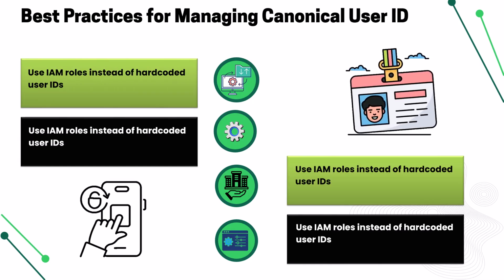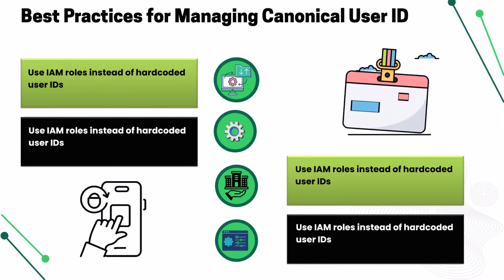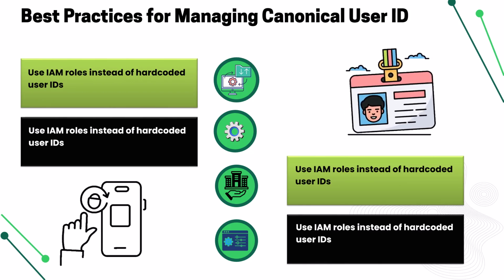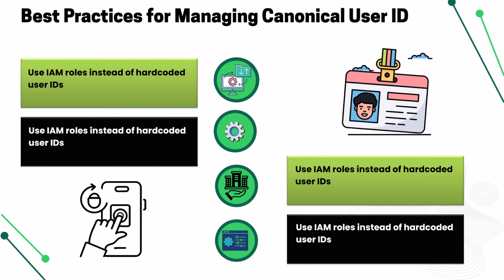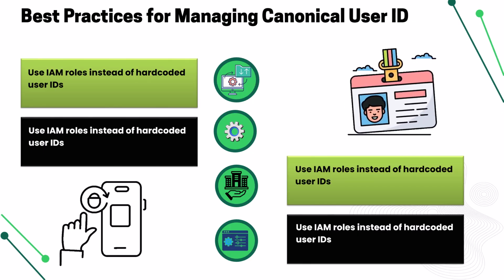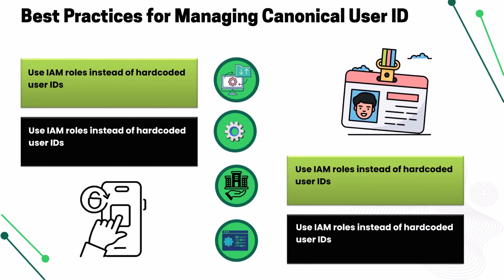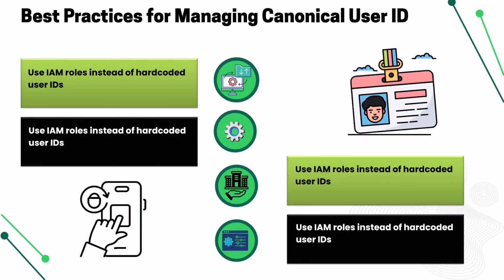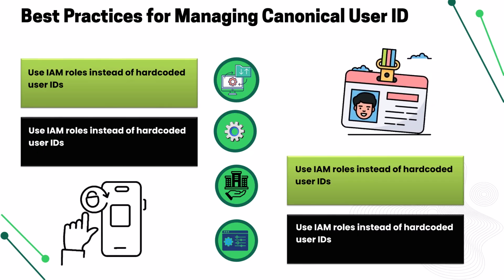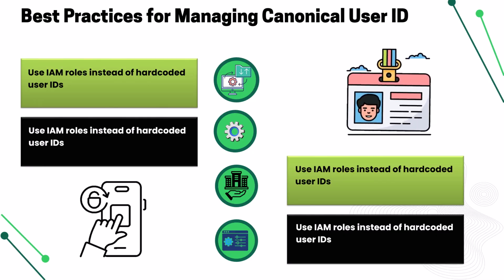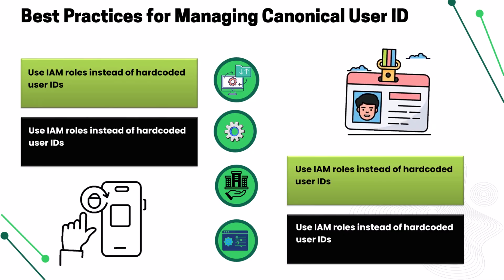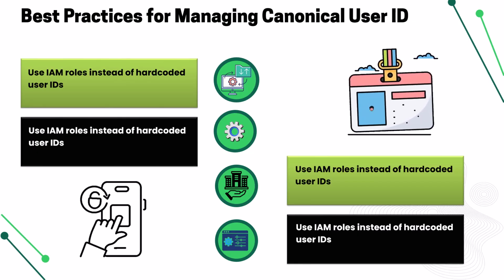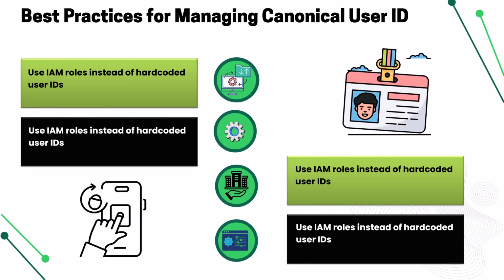Managing Canonical User IDs is like keeping your house organized. Everything needs a place. First, use IAM roles instead of hard-coded IDs. It's like using a key card instead of a permanent key. Stick to the least privilege model. Only give access when absolutely necessary. Rotate credentials regularly, just like changing your passwords. And finally, document everything. Future you will thank you when troubleshooting.